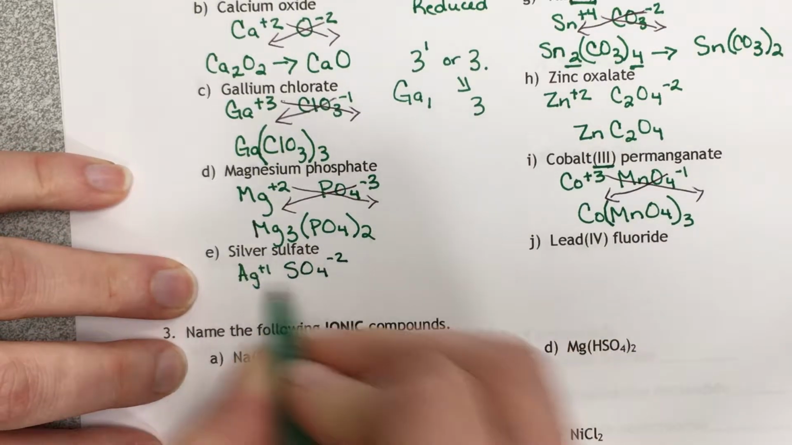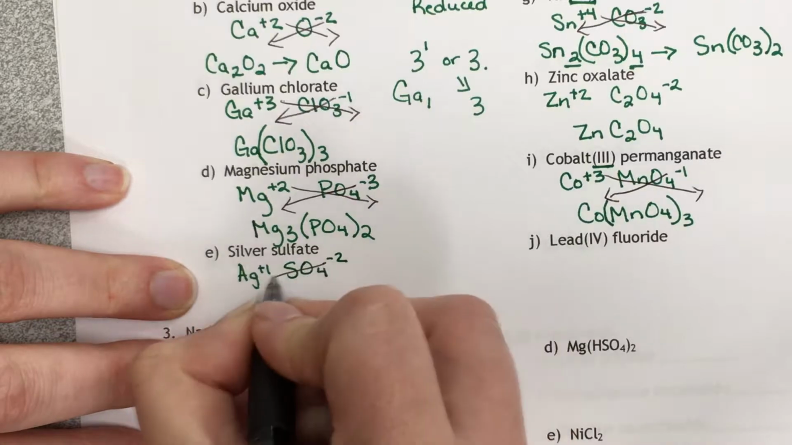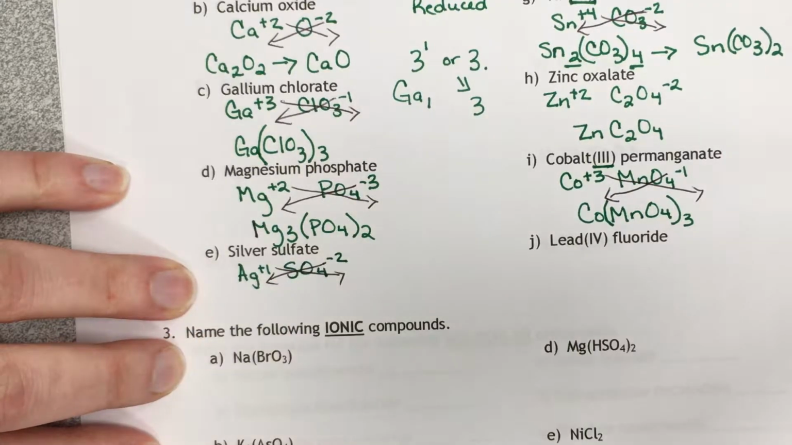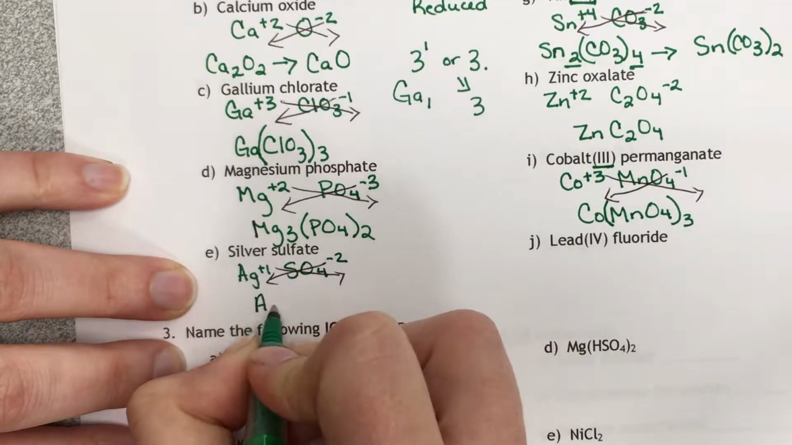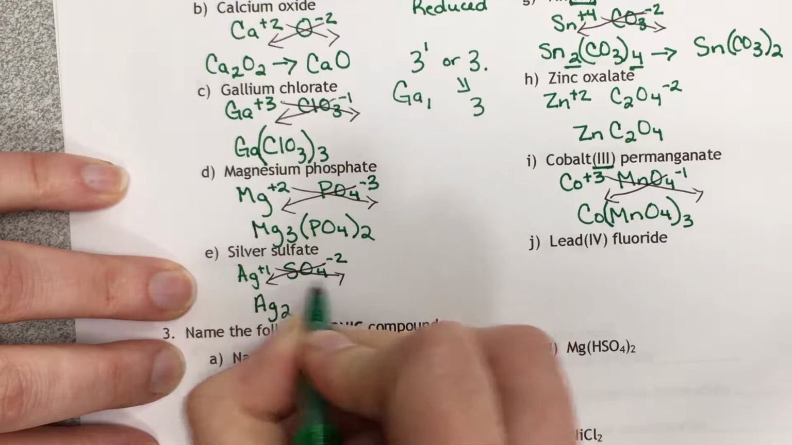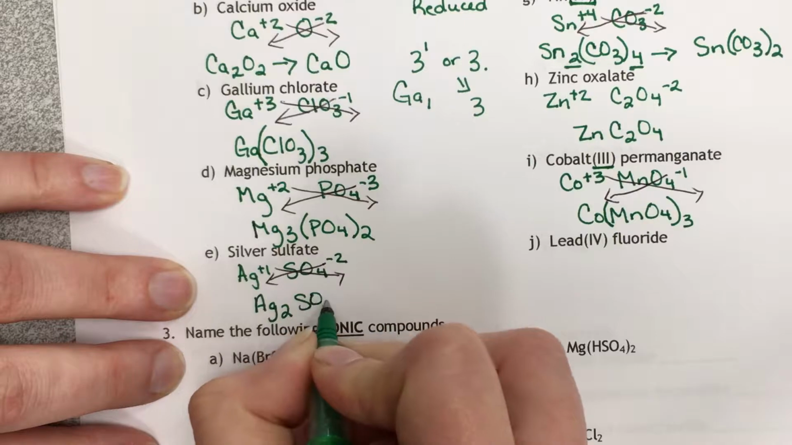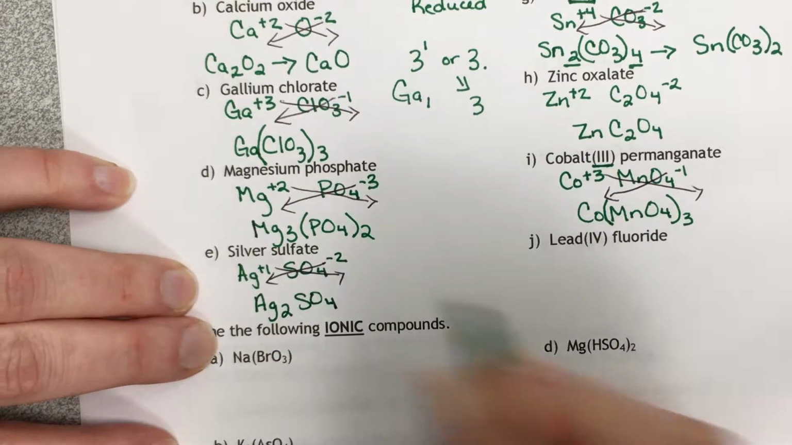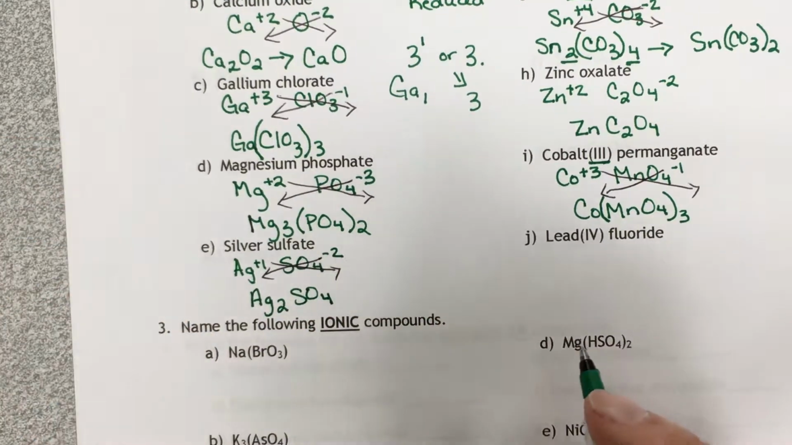So then we just do the cross method, okay? And we have Ag2, because the 2 came down. And we only have one of these, so I'm not going to put parentheses around SO4. You could have put parentheses, it's completely optional.